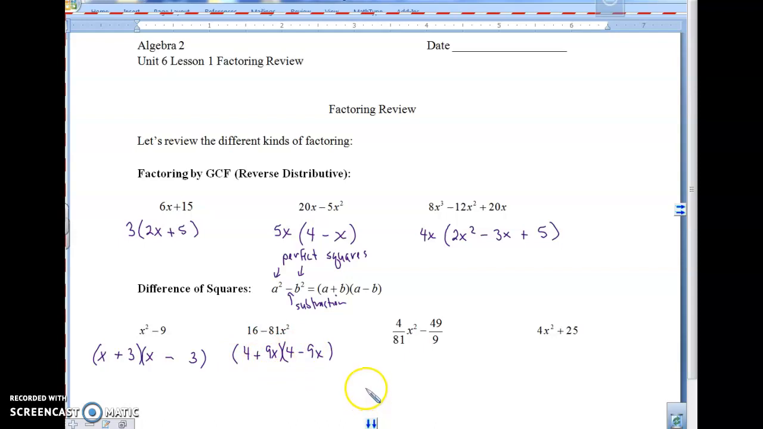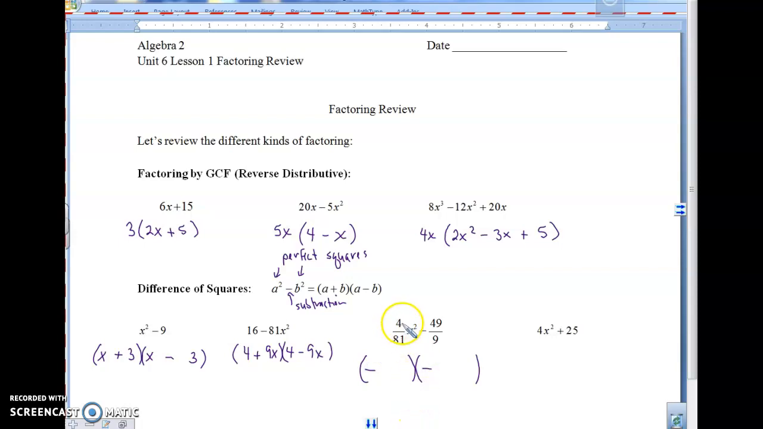Okay, so let's throw in a fraction just to make life interesting. If we have 4 over 81x squared minus 49 over 9. So people freak out when they see fractions. This is not a reason to freak out. Look at each part of the fraction. The numerator, 4, perfect square. Denominator, 81, perfect square. X squared is a perfect square. 49 in the numerator is a perfect square, and so is 9. So this is difference of squares. There's a minus in the middle. So let's break it down individually. The first one's going to be a fraction, so that means we have a fraction in the first term.